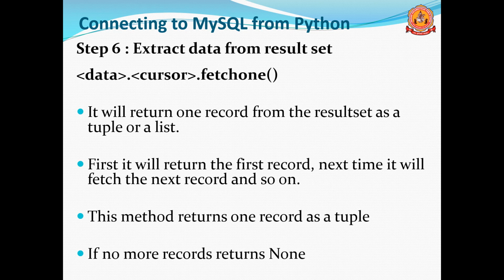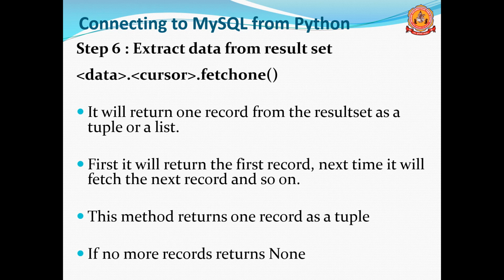Next one is extract data from result set. Here, data equals cursor dot fetchone. Remember, just a mistake here. Data equals cursor.fetchone means it's going to fetch one record.